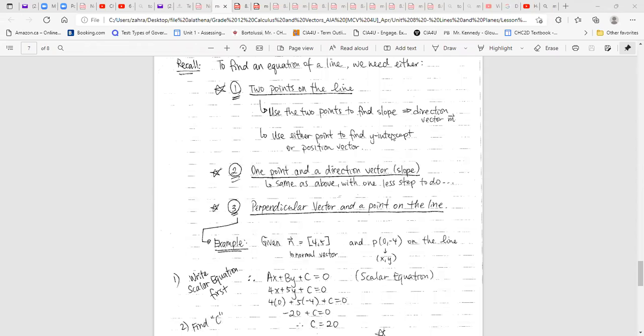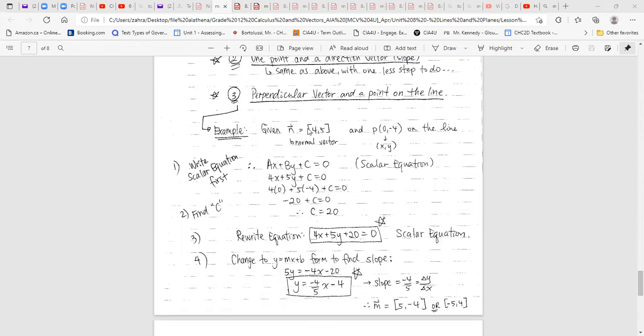If n is given, n is a perpendicular vector to your line. So this is your line, and this is going to be n. This is given, and you have a point, and we want to write the equation of the line. So this is going to be your a and b, right? You have a standard form. The a and b are going to be 4, 5. So you put 4 for a, and 5 for b.